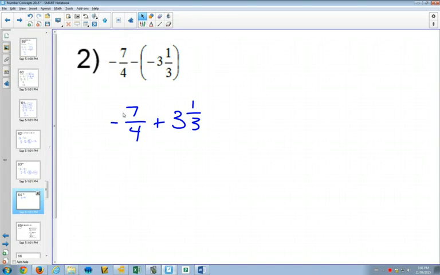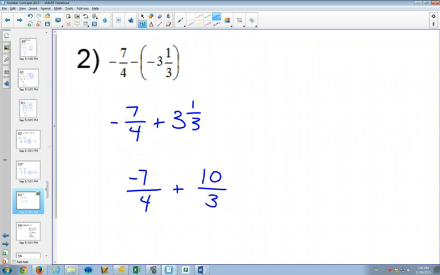So first thing we did here is subtracting the negatives, same as adding. Now we're going to write them both as improper fractions. Remember, if you have a fraction, the whole fraction's negative, you can write that negative with the top number. So I'm going to write the negative 7 over 4 as negative 7/4. And 3 1/3, did you get 10 over 3 as the improper fraction?